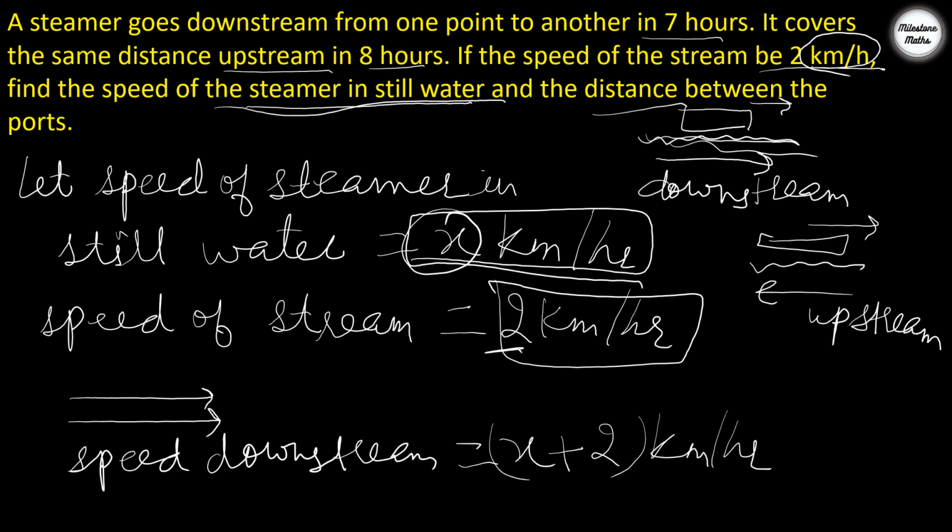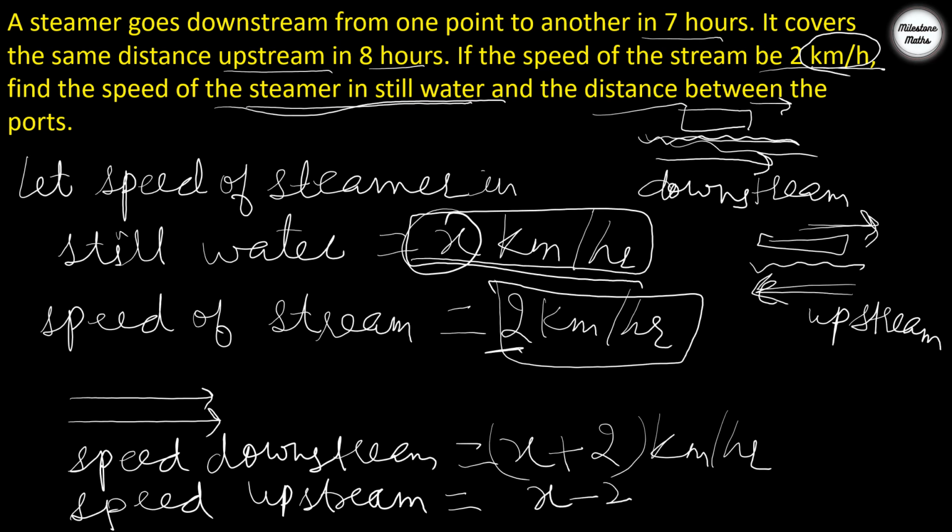Now the other case is upstream. Upstream means when the flow of the water is on one side and the boat is moving to the other side. Both are in the opposite direction. So what will be the speed upstream? Speed upstream will be x minus 2, because the speed will be less now, right? Because both are in the opposite direction. Whatever the speed of the steamer, it will be less because the water is pushing to the other side. So speed will be x minus 2.